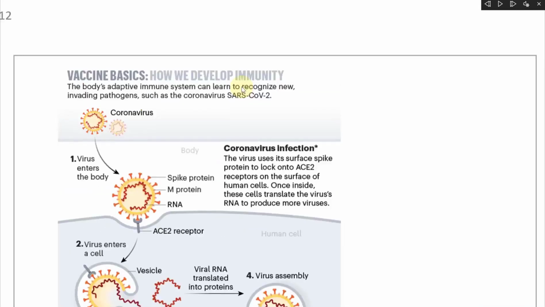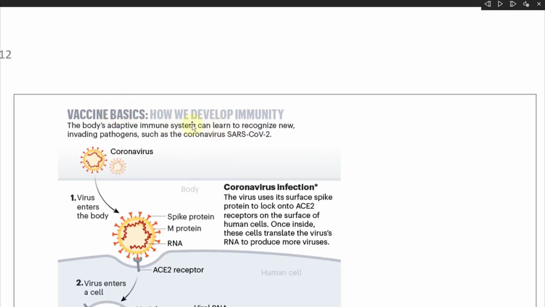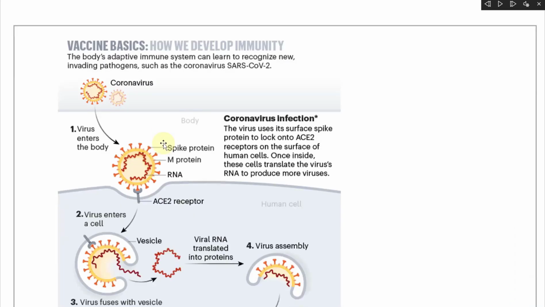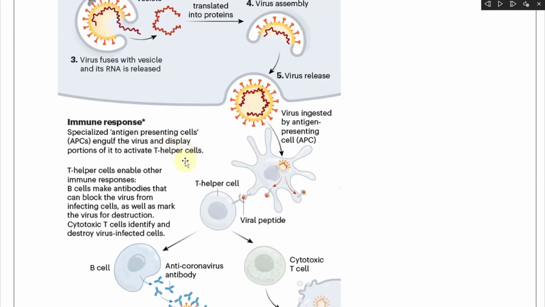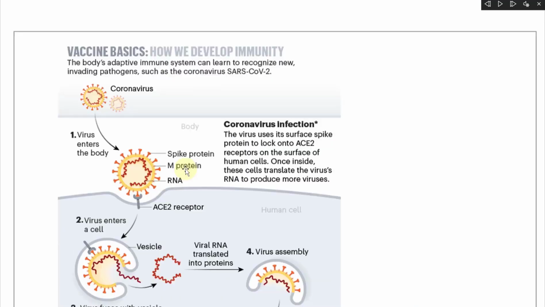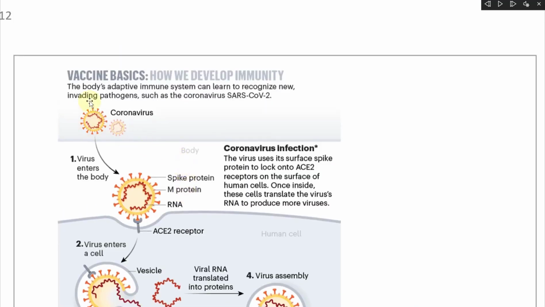Now this is on vaccine basics, but this is in general just how do we develop immunity, and immunity from viruses. This doesn't talk about the vaccines yet. This is just the general theory of acquired immunity. So the body's adaptive immune system can learn to recognize new invading pathogens, such as the coronavirus SARS-CoV-2. So you have a coronavirus like this.